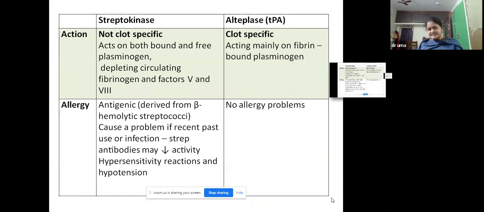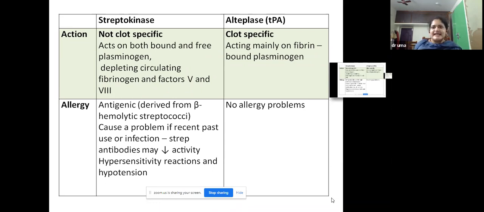So what's the difference between streptokinase and alteplase? Streptokinase is not clot specific, so both bound and free plasminogen will be acted upon. It will lead to depletion of fibrinogen, factor 5 and factor 8. But alteplase, reteplase, and tenecteplase are clot specific. They act mainly on fibrin-bound plasminogen. So the bleeding will be more with streptokinase than with alteplase.